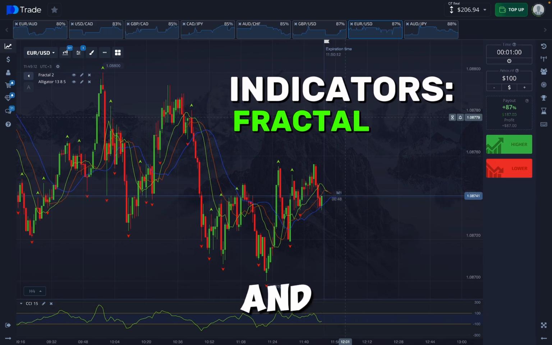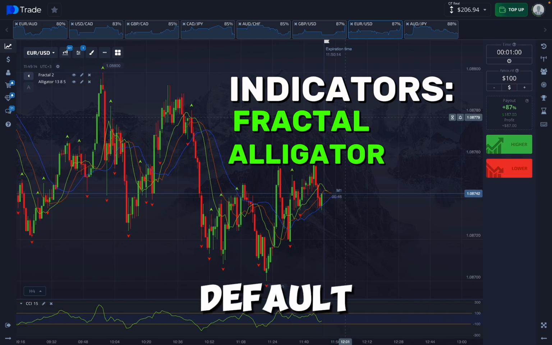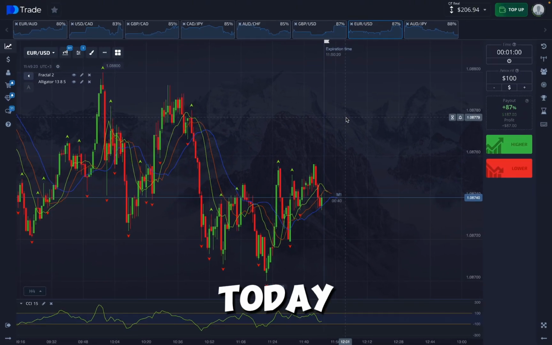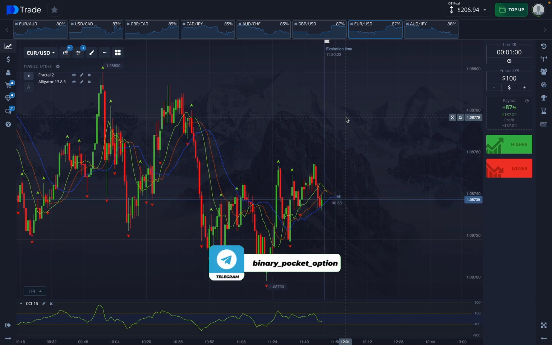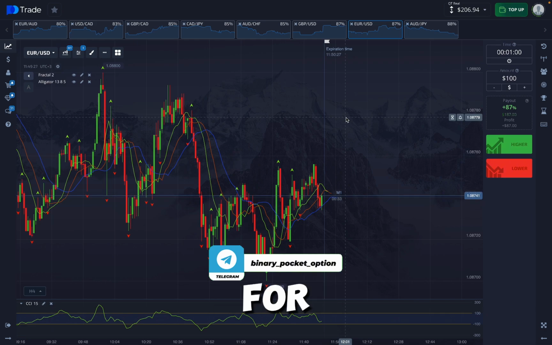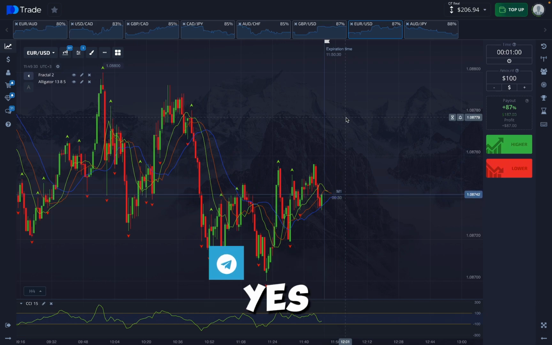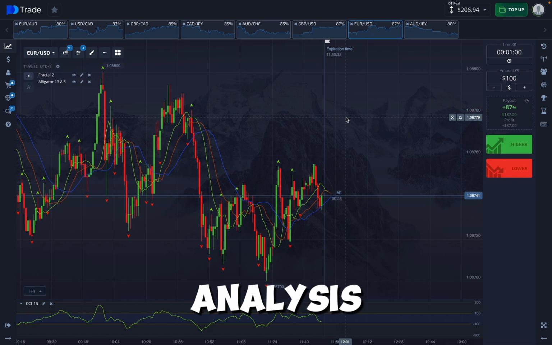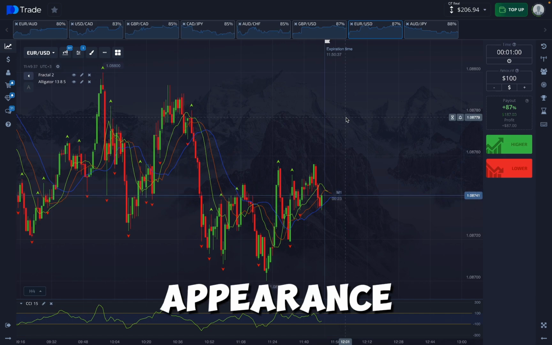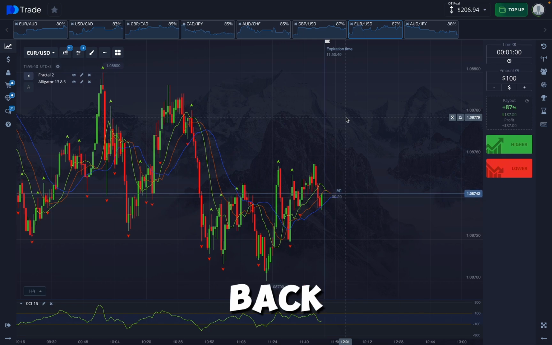It will be fractal and alligator, with absolutely default settings, and CCI oscillator with period 15. Today, my main task is the correct analysis of the trend, also the search for a pullback dynamics on the trend, and careful and correct analysis of the local highs and lows. We will watch for their appearance, and already also to push back.